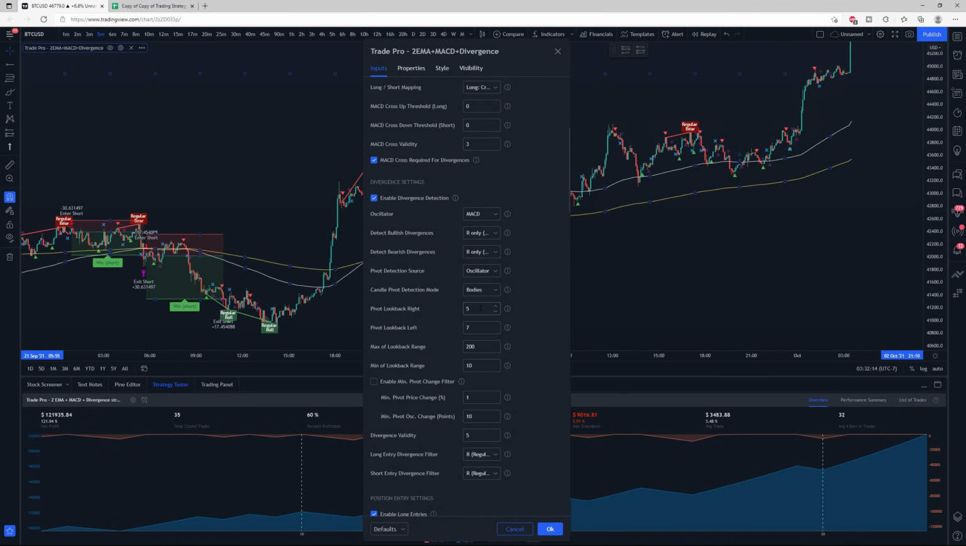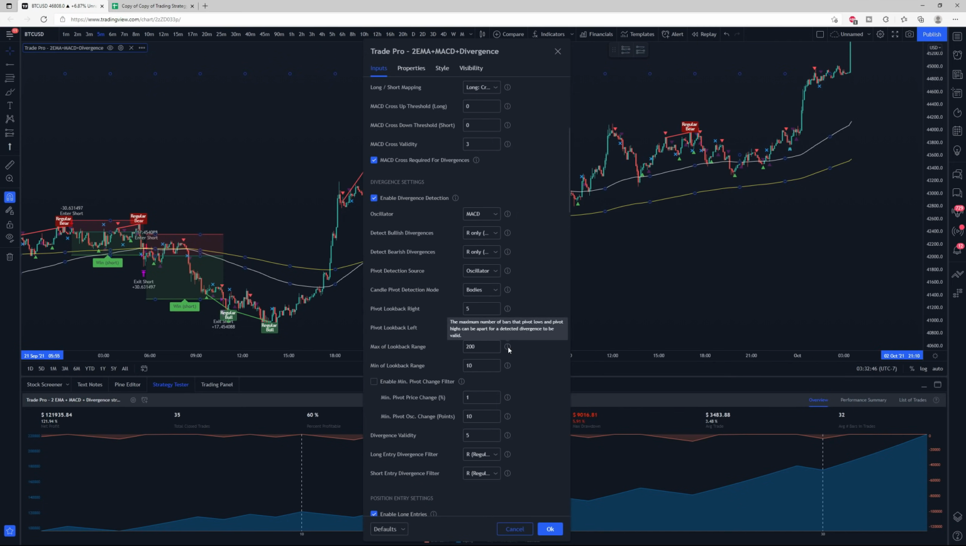For the pivot look back right, that is where you determine how many bars the strategy waits for an entry. As you can see, you get this regular bearish divergence signal up here, but the entry doesn't actually happen until 5 bars later because it's set to 5 right here. Pivot look back left is based on how many bars to wait before trying to detect pivots. The lower the number is, the earlier pivots, and therefore divergences, will be detected, but the quality of those divergences will be lower. Then there's the max of look back range.